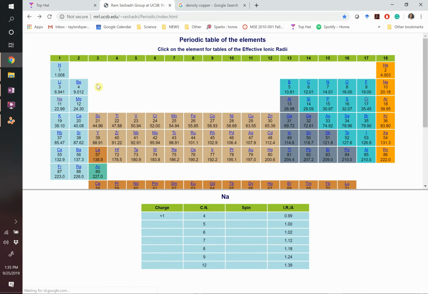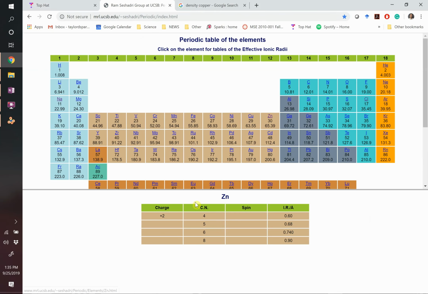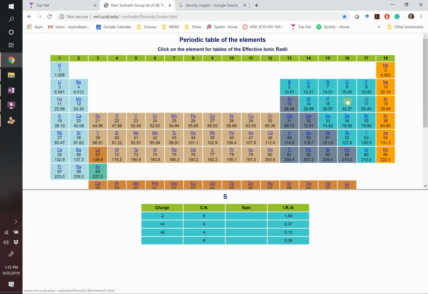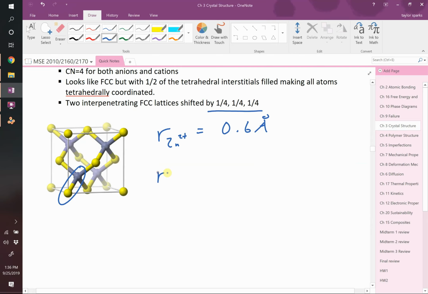Okay, we'll start with zinc. Zinc 2+ in a 4-fold coordination is 0.6 angstroms. So the radius of zinc 2+ is equal to 0.6 angstroms. It's small. Meanwhile, sulfur is going to be 1.4 or something. In a 4-fold coordination, it only shows 6, but it's 1.8. So let's use that value and see how close we get. The radius of, sorry, not oxygen, but sulfur 2-, is equal to 1.8, roughly.